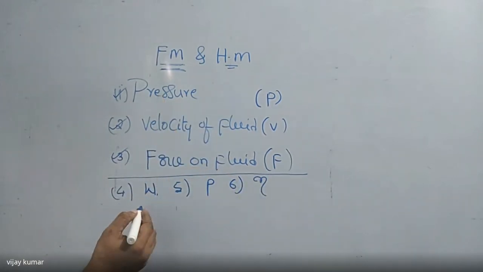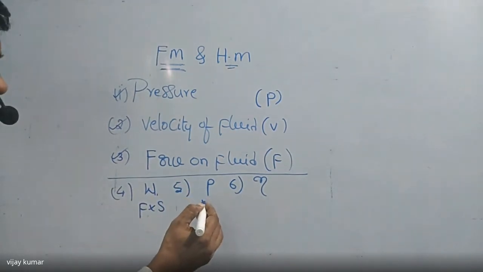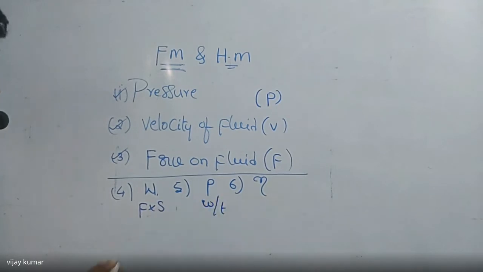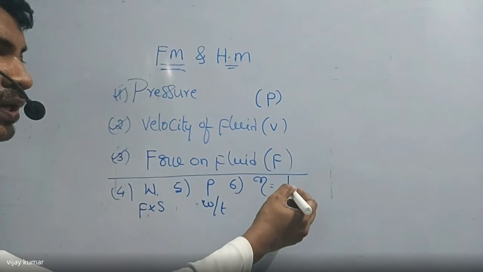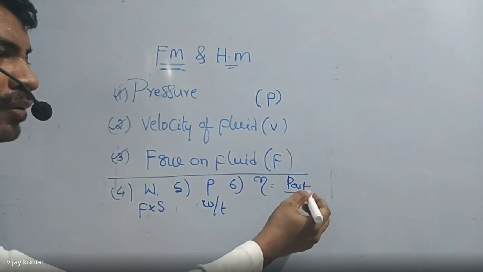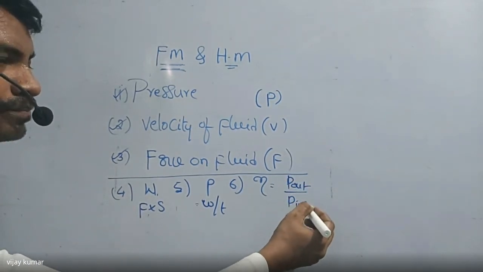What is the work here? Work is nothing but force into displacement. And what is the power here? Power is equal to work by time. If you know how to calculate force and multiply it by displacement, then we can get the work energy. If you know the work energy, I can calculate the value of power. If you know the power, I can find the efficiency. Efficiency is nothing but power output divided by power input.